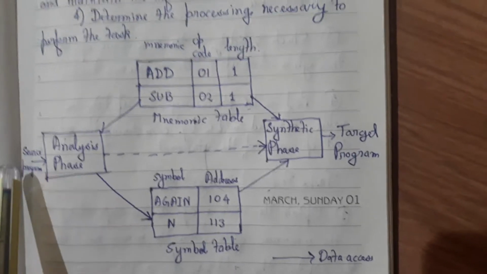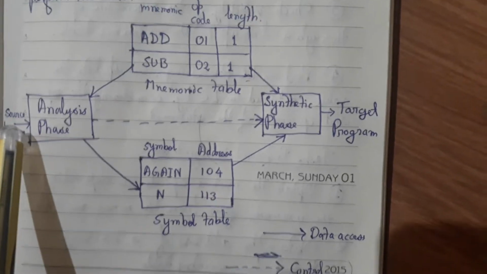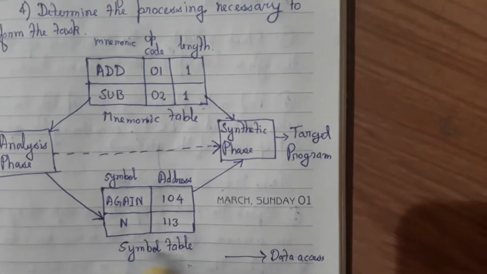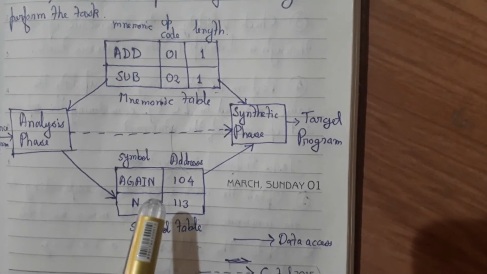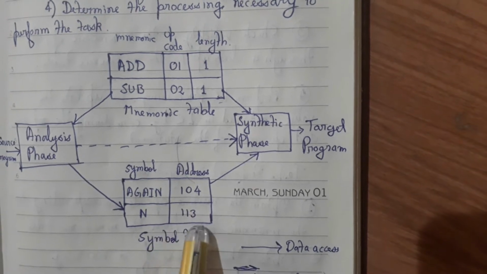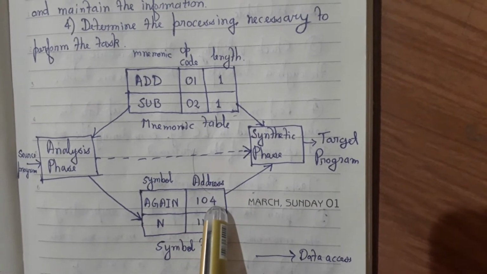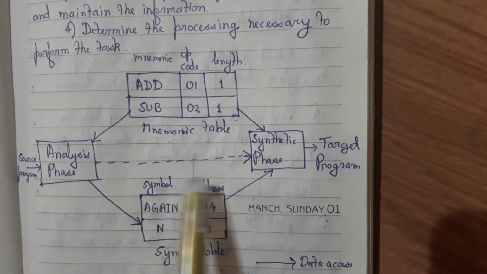In the analysis space, the source program is given to the analysis space, and the symbol table is built. The symbol table contains two fields: the name of the symbol and the address of the symbol. Another data structure is there.